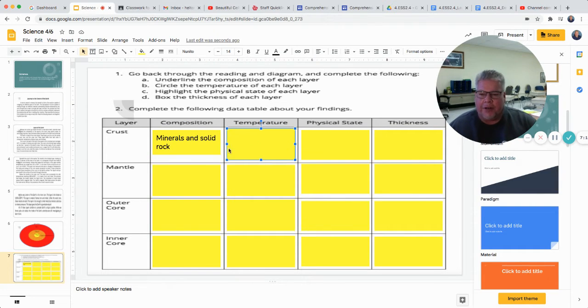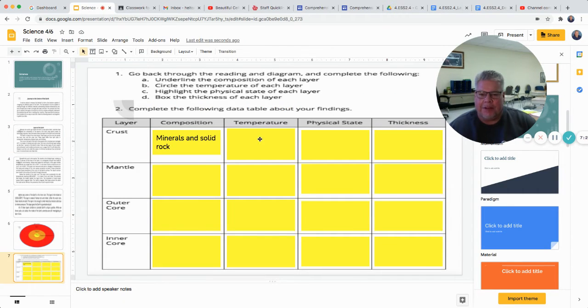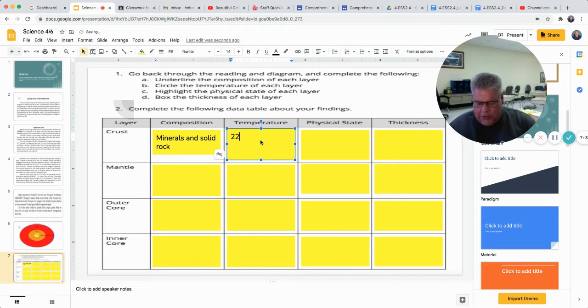Now the temperature of the crust. I'm going to click on my slide here. The crust is the layer of the Earth that supports life. Its temperature averages 22 degrees Celsius. So I'm going to go back to temperature beside crust, and I'm going to put 22 degrees Celsius. Now we usually measure in Fahrenheit. We might say today it's 70 degrees Fahrenheit outside. Celsius is a different way to measure temperature that scientists use. So it's hard for us to understand what 22 degrees is because we're used to hearing Fahrenheit numbers. Just a different way to measure temperature, but the scientific way is Celsius.